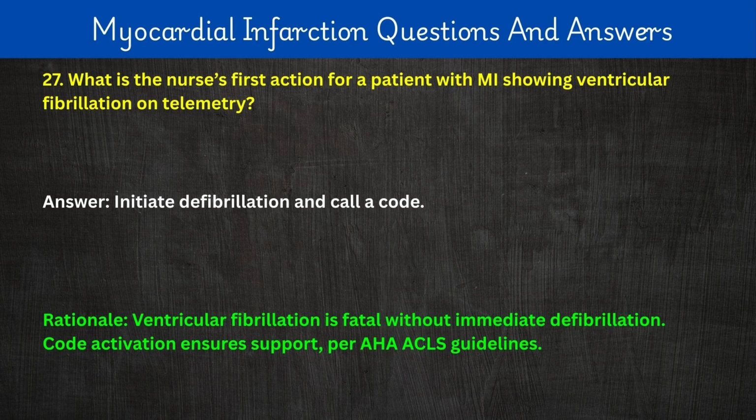27. What is the nurse's first action for a patient with MI showing ventricular fibrillation on telemetry? Answer: initiate defibrillation and call a code. Rationale: ventricular fibrillation is fatal without immediate defibrillation. Code activation ensures support, per AHA ACLS guidelines.